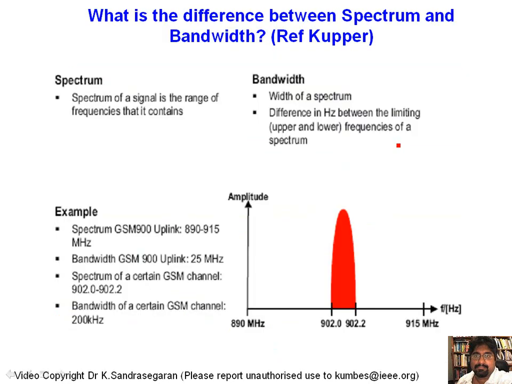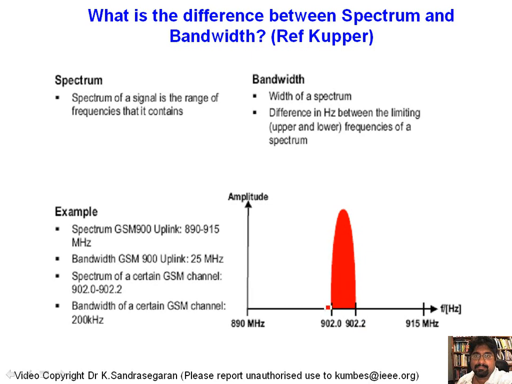Okay, now there are two terms, spectrum and bandwidth. People use these two terms quite wrongly sometimes, because spectrum refers to a range of frequencies. For example, this red blob that you see here, the spectrum is from 902 to 902.2 megahertz.